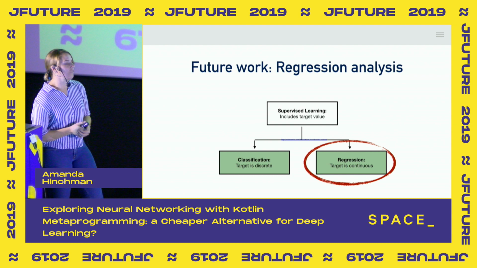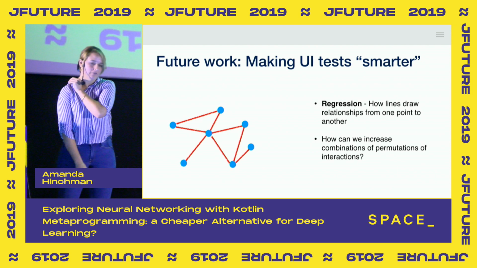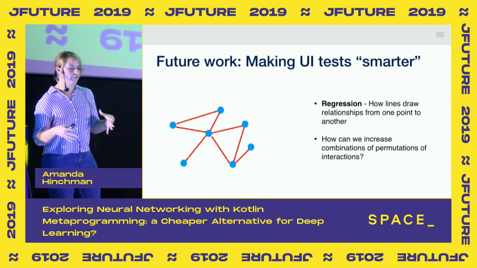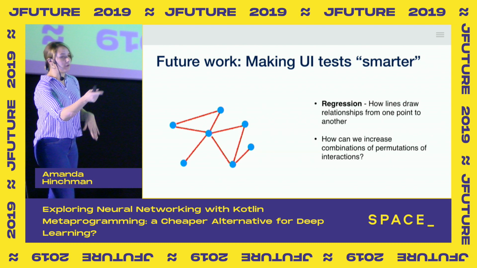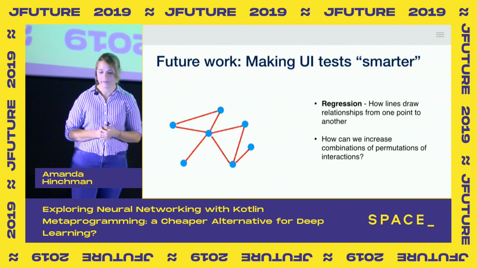So with that being said, regression is different from classification because we talked about how classification is judged on the ability to draw lines around the dots and cluster them. But regression testing is actually more about creating relationships to those lines. So in this particular project, the work that needs to be continued is making these UI tests smarter.